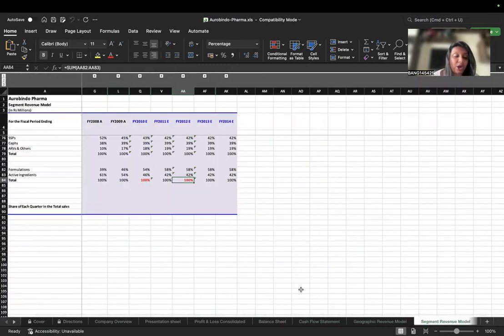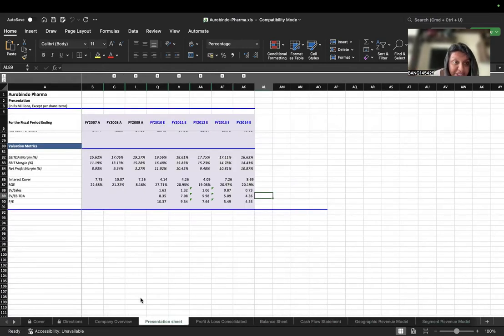Now we have assembled the entire puzzle. We have the growth narrative from the income statement, the financial strength from the balance sheet, and the cash reality from the cash flow. This is the final cumulative step, to synthesize all of this and answer the single compelling question: what is the intrinsic value of Aurobindo Pharma Limited? So, let's return to the presentation sheet.